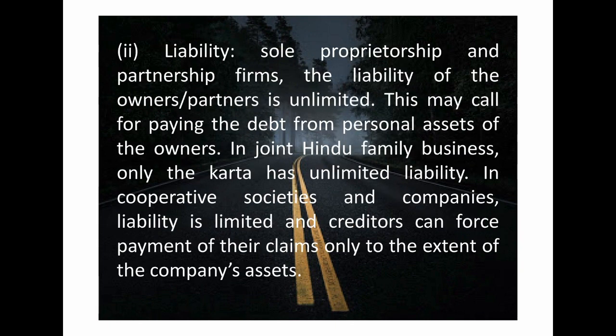So the second one is liability. In the sole proprietorship and the partnership form of business organization, there is unlimited liability. Okay, in the joint Hindu family business, only the karta will have unlimited liability, whereas the other members, that is co-partners, will have limited liability. In the cooperative form and the company form of business organization, the liability is limited, and creditors can force payment of their claims only to the extent of the company's assets. They are liable only to the company's assets, and creditors cannot compel beyond that for any reason.